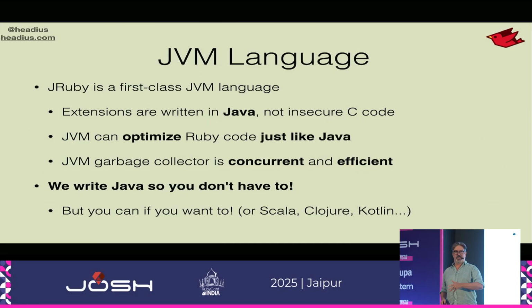We also benefit from the same JVM garbage collection. A Ruby object in JRuby is just a Java object. A Ruby method compiles down to a Java method and all optimizes together. So we write the Java to make JRuby work so that you can write Ruby and run it on the JVM.